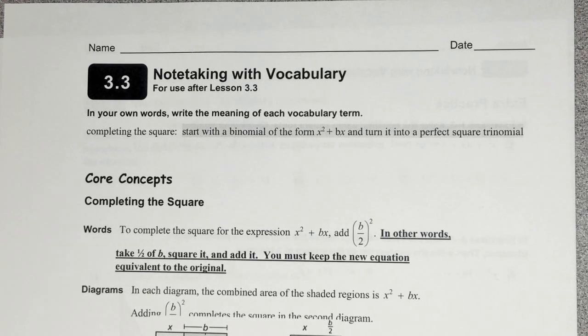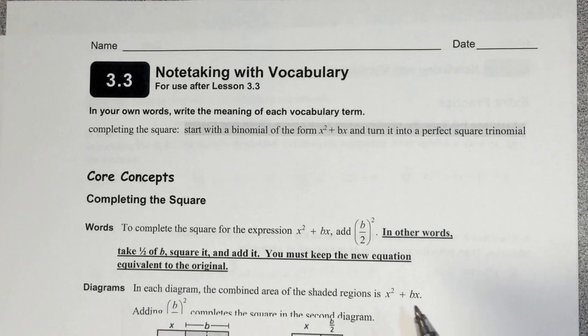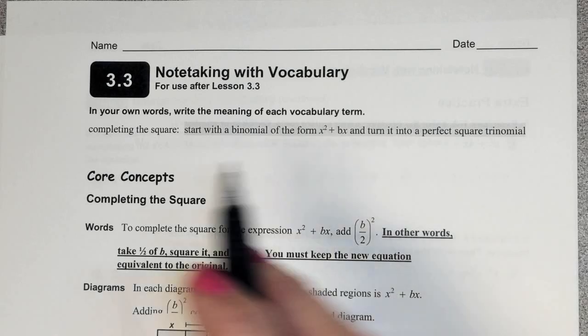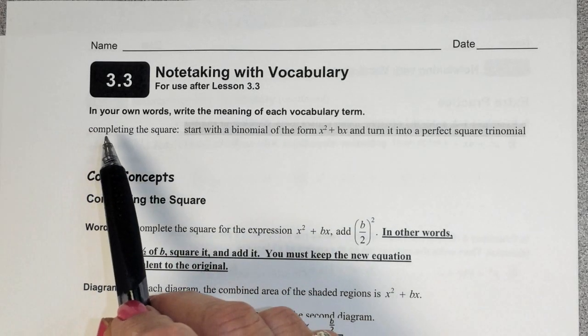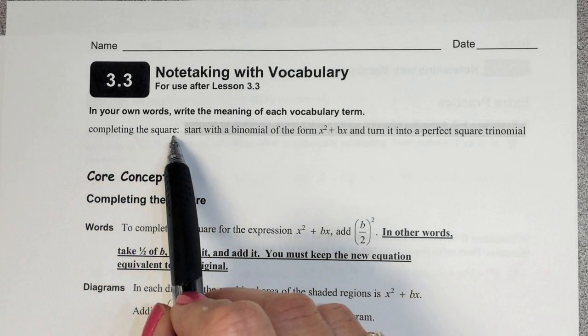We are looking at section 3.3. It's on page 57 in your student journal. Today, if you look up on the board at our learning goal, we want to be able to use completing the square to write a quadratic in vertex form. Another thing we want to be able to do is use completing the square to solve quadratic equations. So first of all, what does it mean to be completing the square?